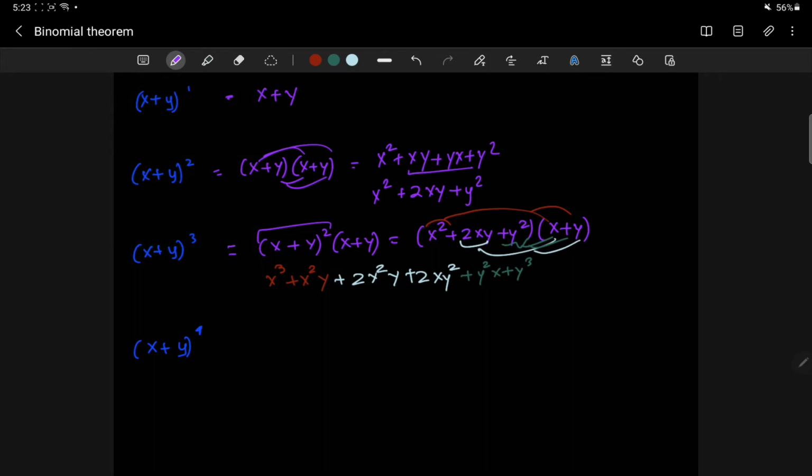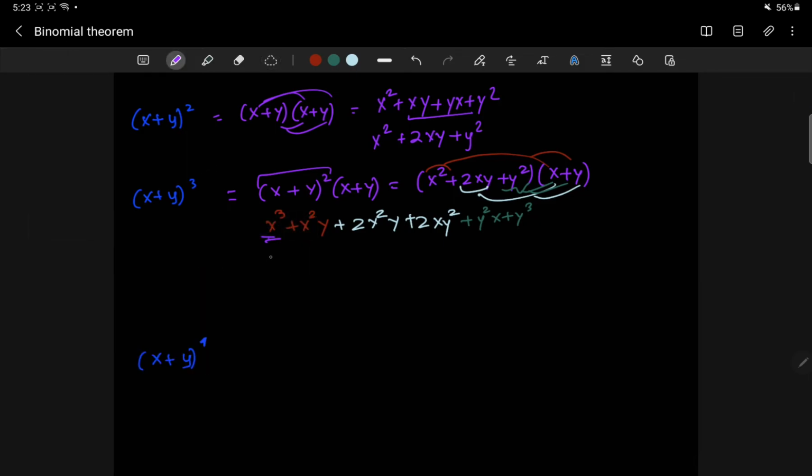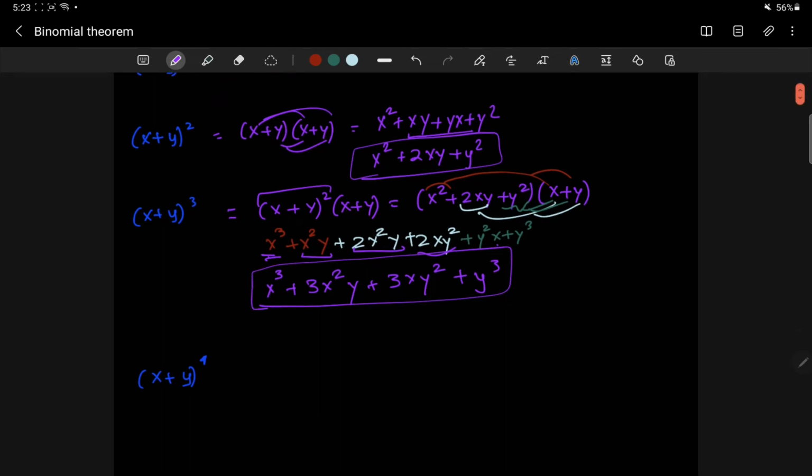What does that become? Let's see. Looks like I'm going to need more space. Let me move that down. So there's an x cubed. There's an x squared y, and a 2x squared y gives me 3x squared y. And a 2xy squared and an xy squared gives me another 3xy squared, plus y cubed. So that's what I had for squaring, and this is what I have for cubing. Now let's look at power 4.